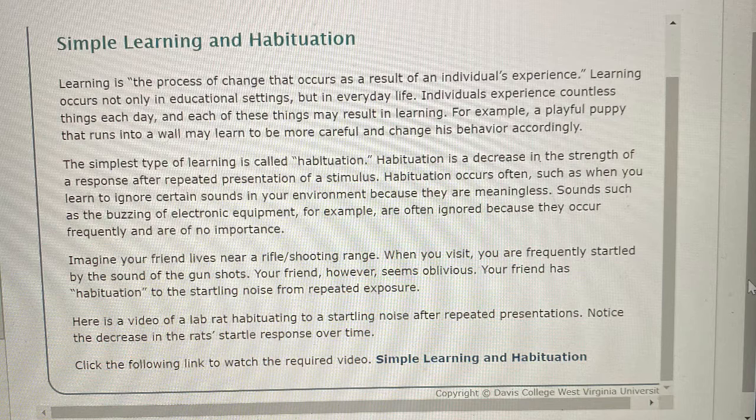Imagine your friend lives near a rifle shooting range. When you visit, you are frequently startled by the sound of the gunshots. Your friend, however, seems oblivious. Your friend has habituated to the startling noise from repeated exposure. Attached is the video about habituation.